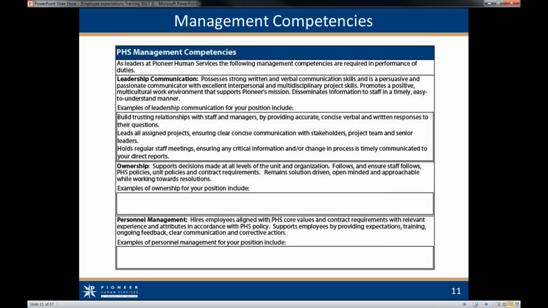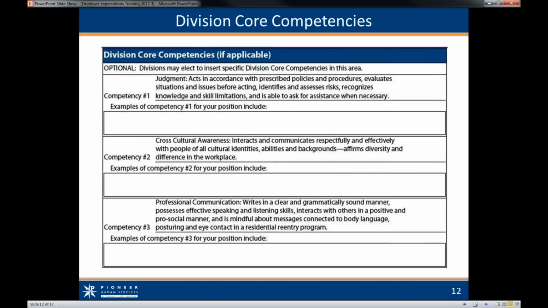An example of ownership might be takes ownership and supports decisions from leadership by presenting it as our decision when communicating these to subordinates. Puts a positive spin on changes that may be unpopular. Explains how decisions support overall business goals and mission. An example of personnel management might be measuring turnover within an acceptable range or increasing productivity.